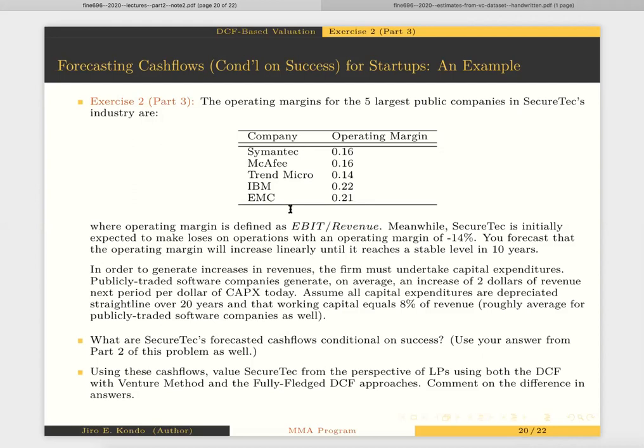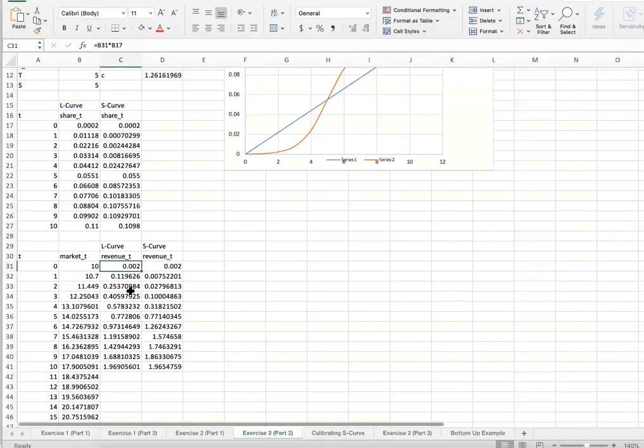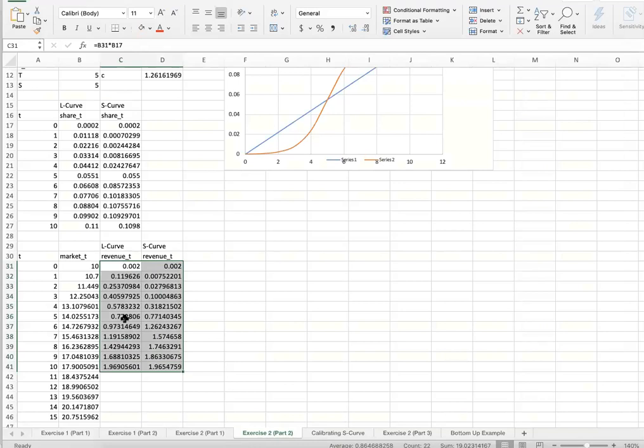So what I'll do now is I'll just go and get our estimates of cash flows, conditional on success, for SecureTech, given the numbers that we've computed so far. So what have we done so far? We've gotten our revenues, conditional on success, using both an L curve and an S curve.